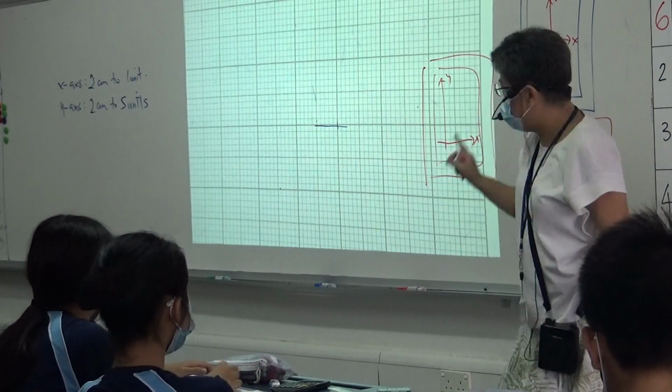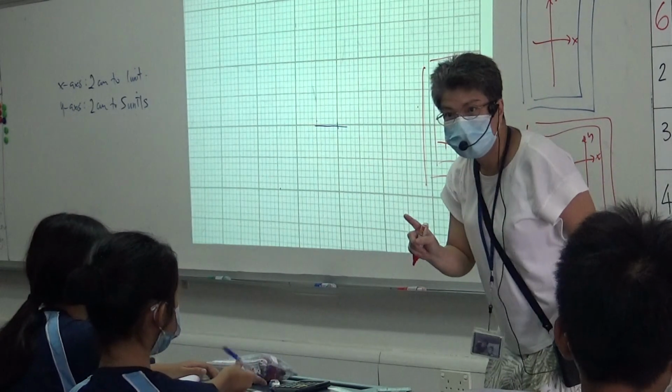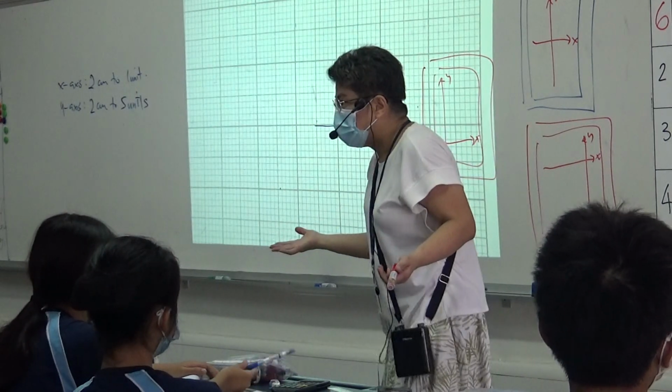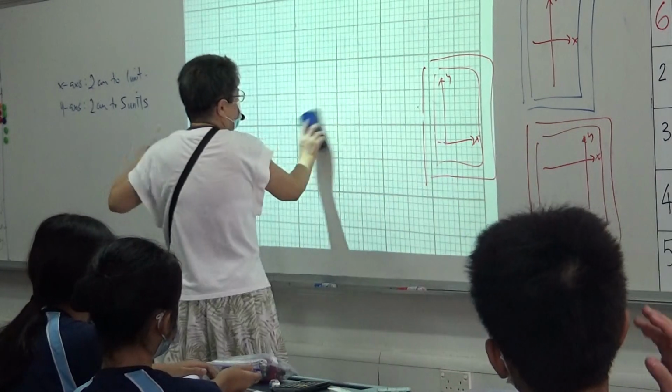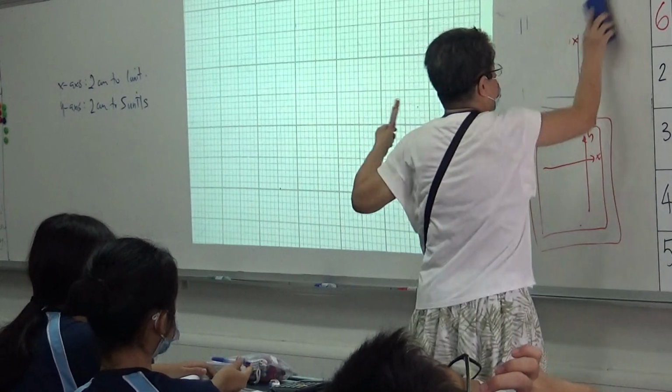Everybody clear? And all lines must be drawn with pencil. Because if it's wrong, you cannot say, oh, I want to rub it away. You cannot rub it away if it's in ink. Understand? Okay, then one more thing that I need to teach you is how to read the scale.